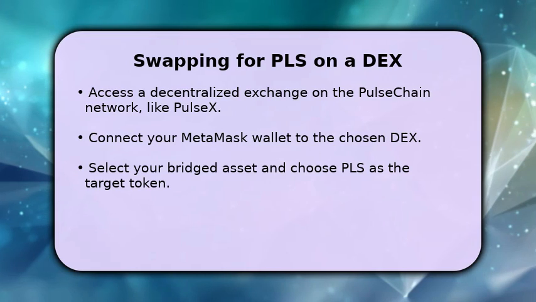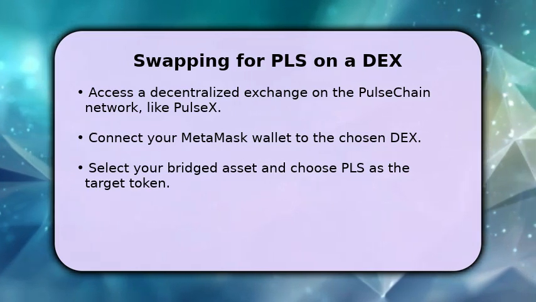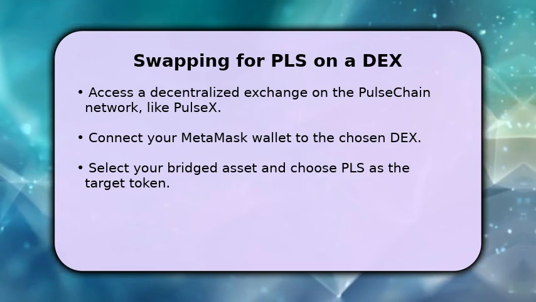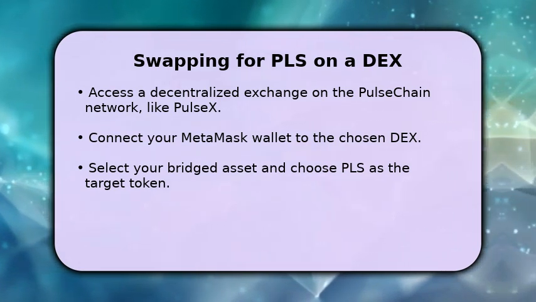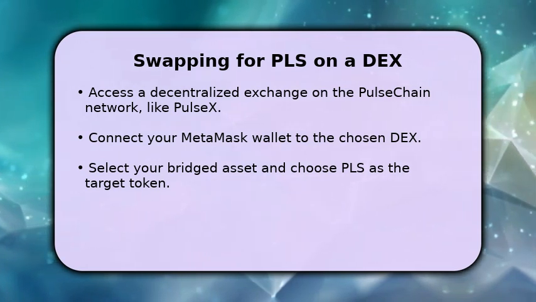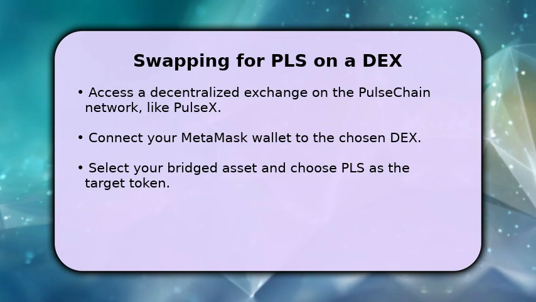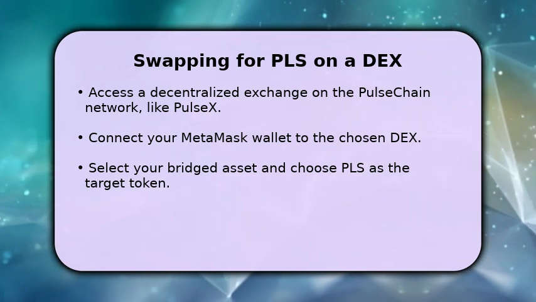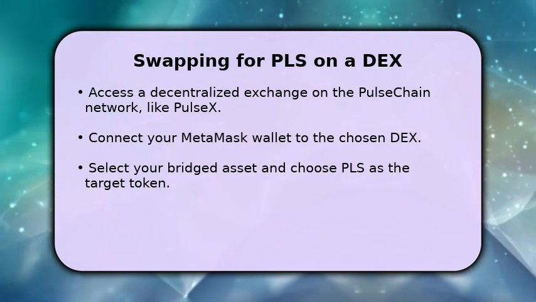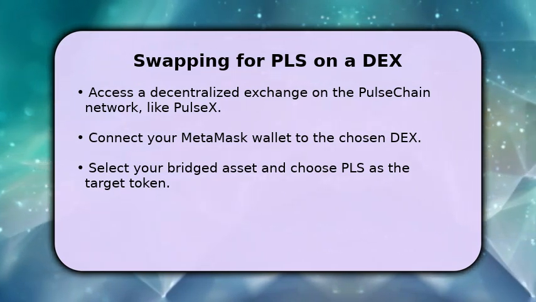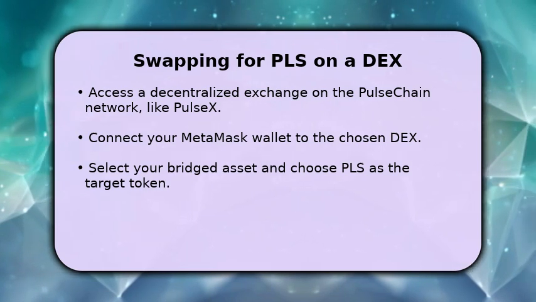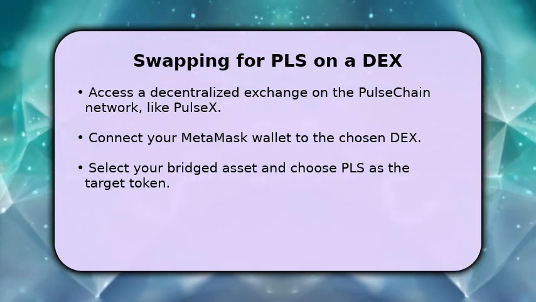With your assets successfully bridged to Pulse Chain, the final step is to swap them for PLS. Go to a decentralized exchange, or DEX, operating on the Pulse Chain network such as PulseX. Connect your MetaMask wallet to the DEX. In the swap interface, select your newly bridged asset, for example, wrapped Ethereum or a stablecoin, as the from token. Then, choose PLS as the to token. Enter the amount you wish to swap and confirm the transaction in your wallet.